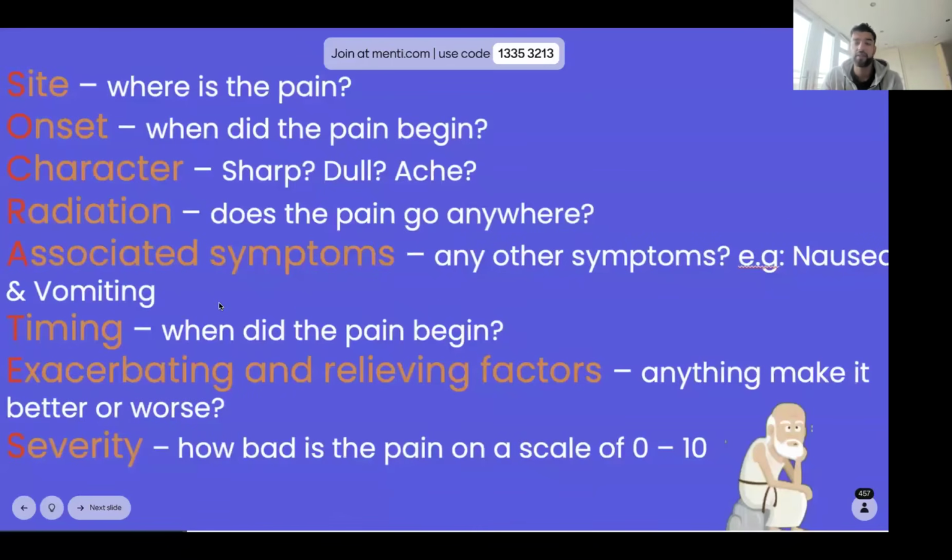Alongside the pain, what other symptoms do they have? Which is another really important question. So associated symptoms. So could they have nausea? Could they have vomiting? Could they have a problem with their bowels? All of those things are possible.